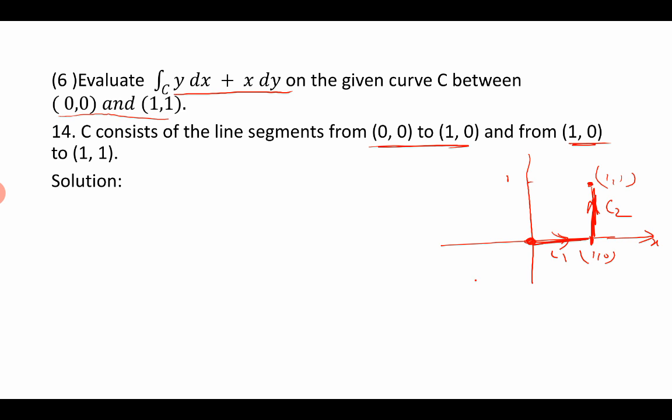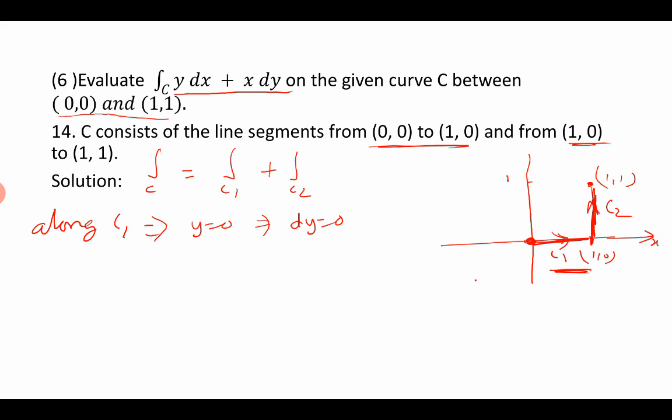So C1 plus C2. Integration over C should be written as integral over C1 plus over C2. And I give some properties along C1, this line. Y is 0 gives dy is also 0. So y is 0, dy is 0, both terms should be 0. So y is 0 in the first term, dy is 0 in the second term, so the entire integration along C1 is 0, first equation.